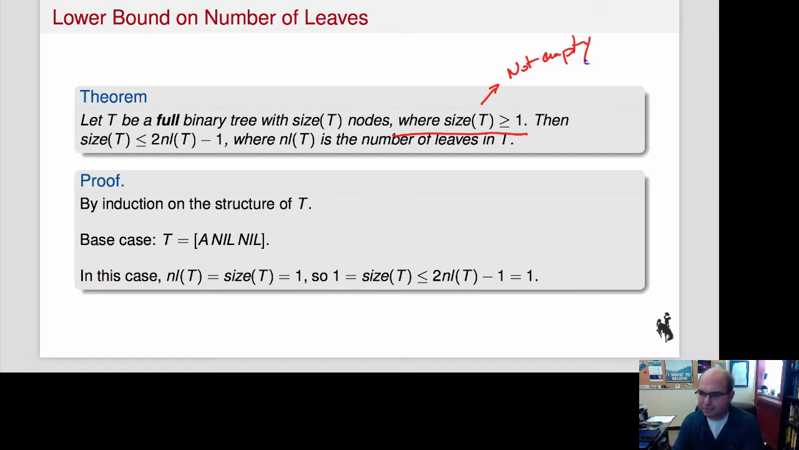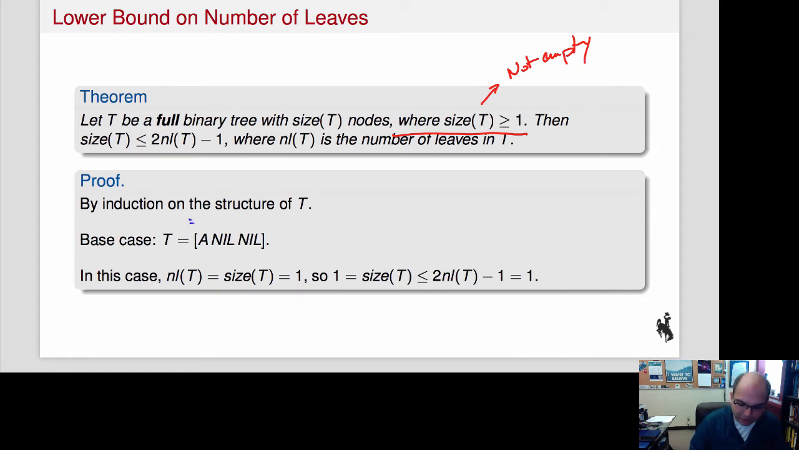That hypothesis keeps coming up, right? I have to keep ruling out the empty trees, which is kind of a clue that maybe when we included those, maybe that was a mistake. Who knows? Anyway, we have that the size of the tree is less than or equal to twice the number of leaves minus 1.